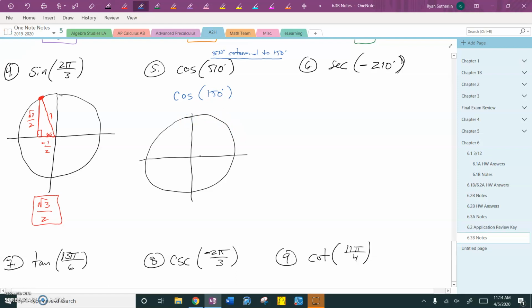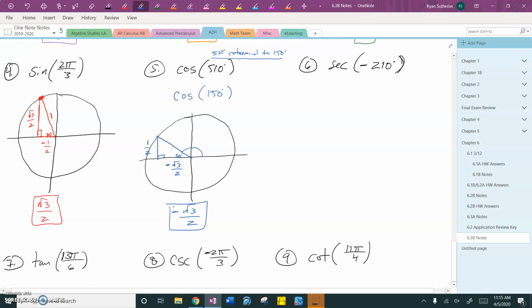For number 5, I explained how we use coterminal angles to see that we're just looking at 150 degrees. So if I rotate 90 and another 60, I'm at 150. Which means my reference angle is 30. This now is the long leg. It's negative though, because we're going to the left, so negative root 3 over 2. The short leg's positive 1/2. I want cosine, which is the x value, so negative root 3 over 2.